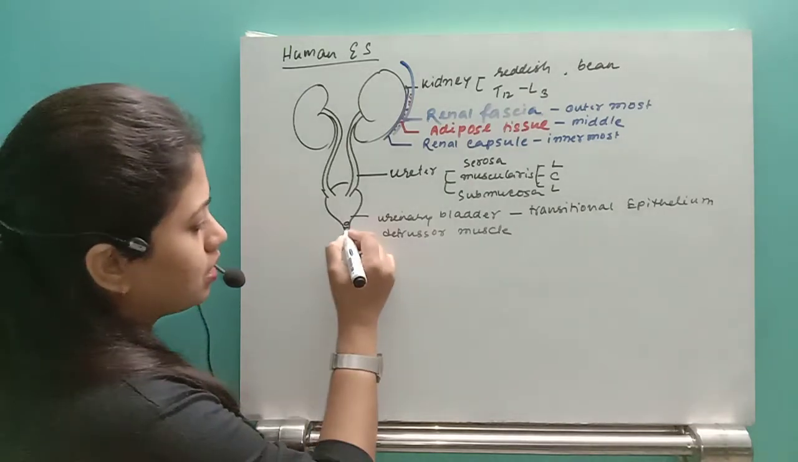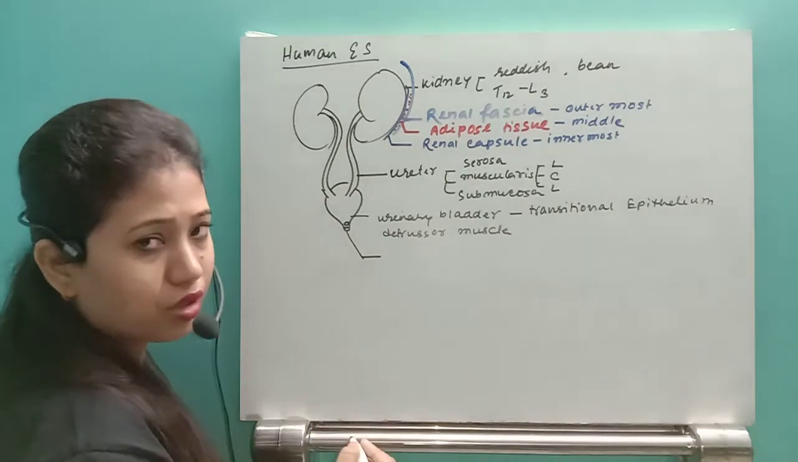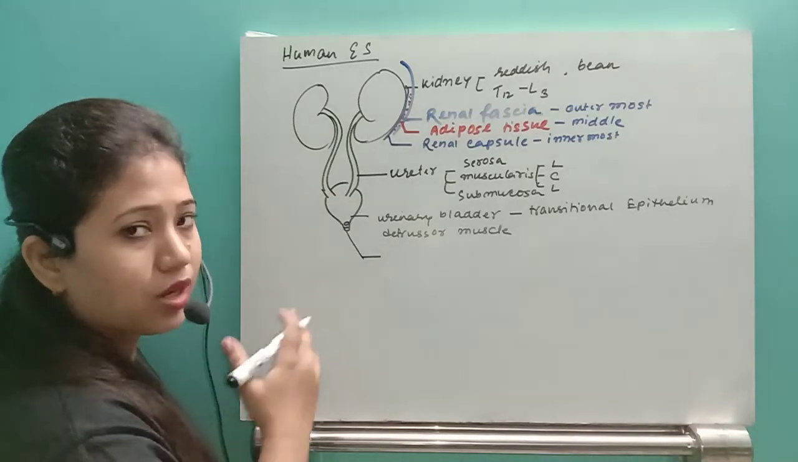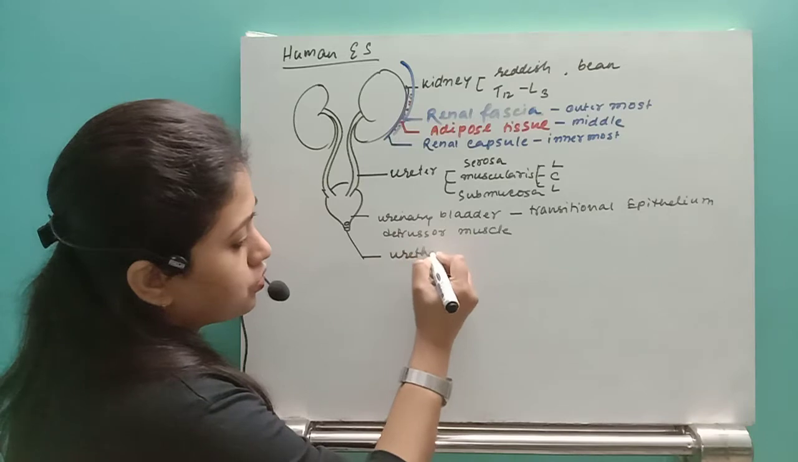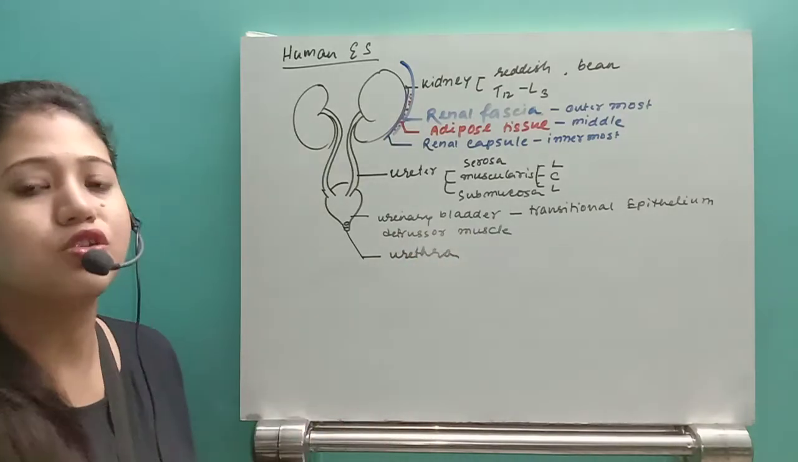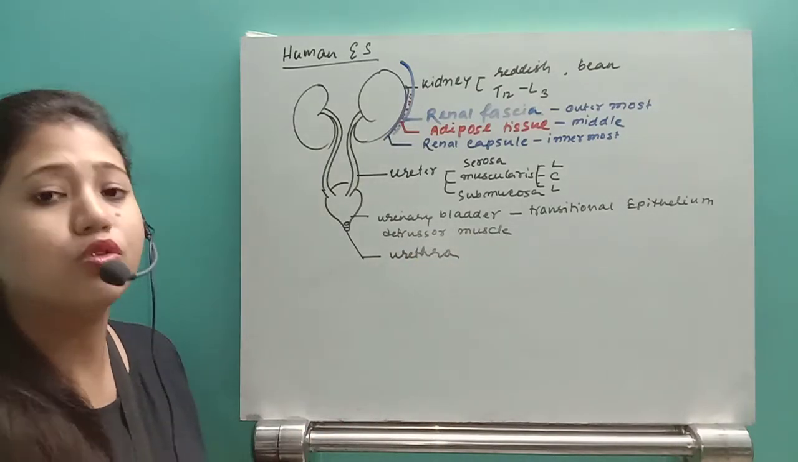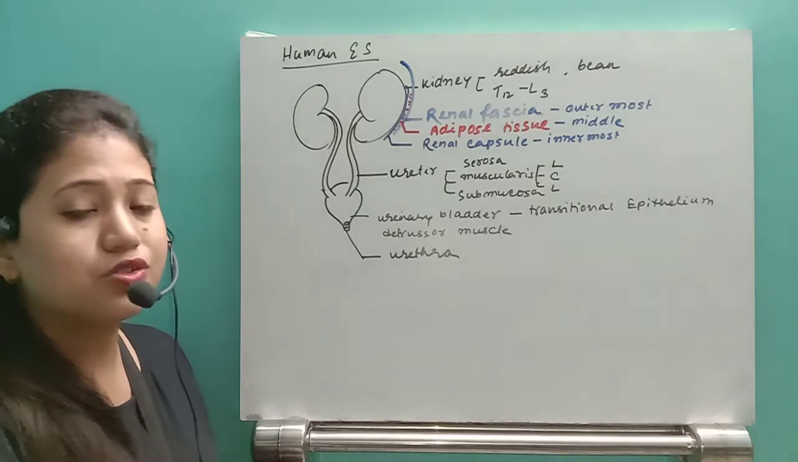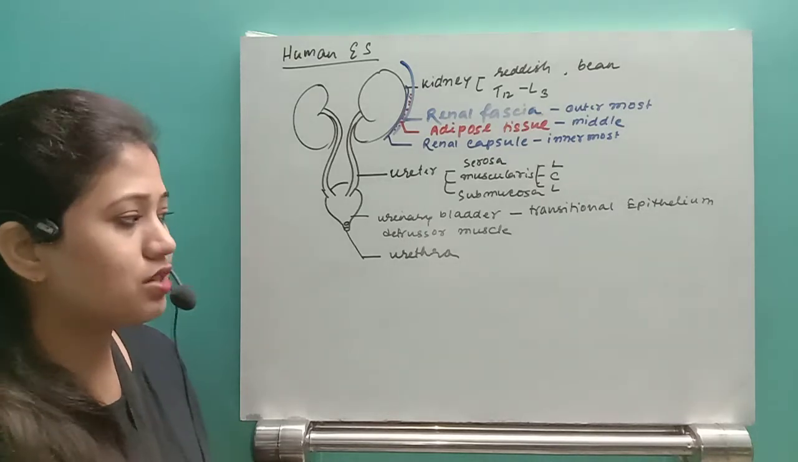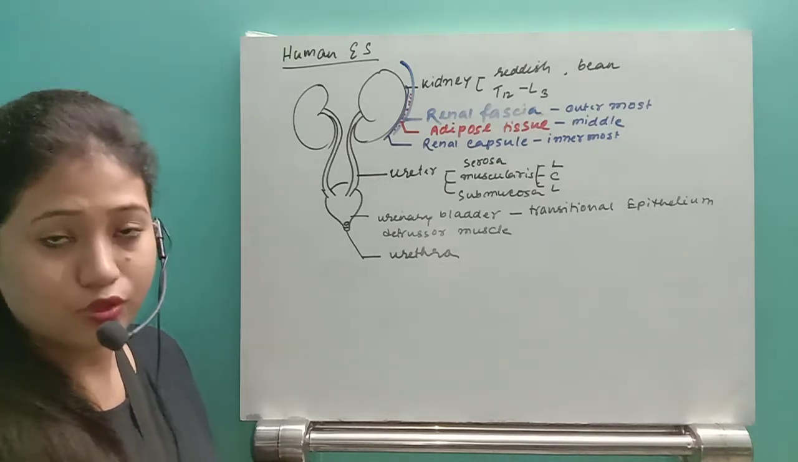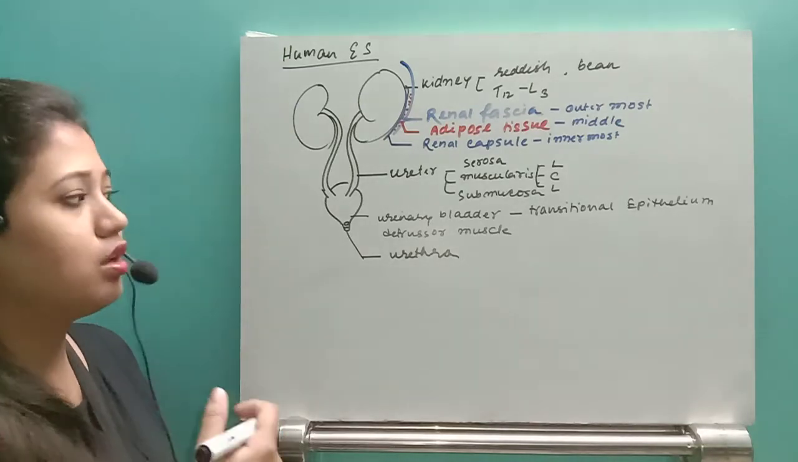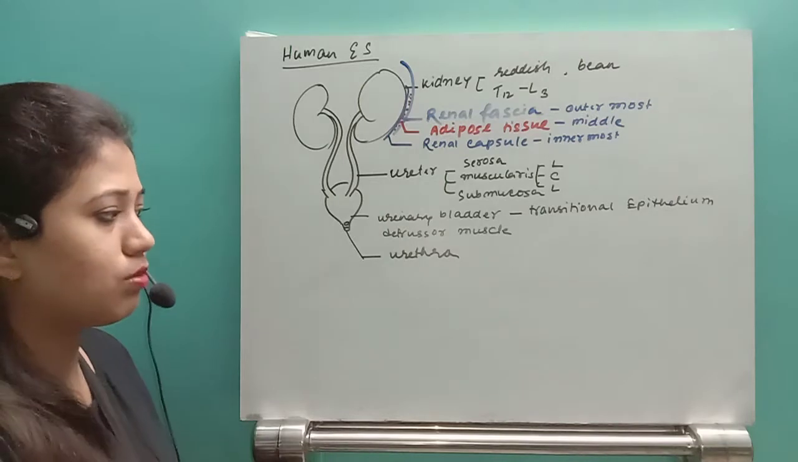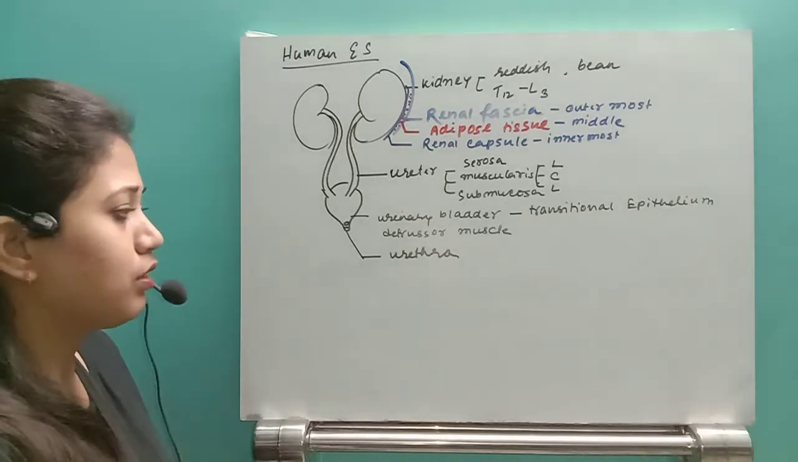The last one that actually excretes or removes the urine from the urinary bladder to outside is called the urethra. So in case of male, the urethra is a little longer, which is the common pathway for both the urine and the gametes, and in case of female it is short and it is the pathway only for the removal of urine, not the gametes. So this is the urethra, which removes the urine from the urinary bladder to outside.